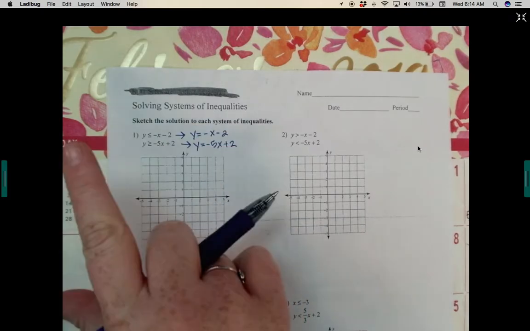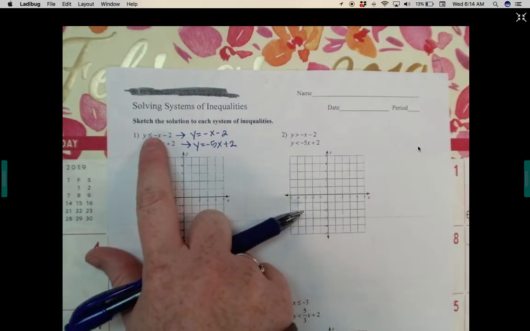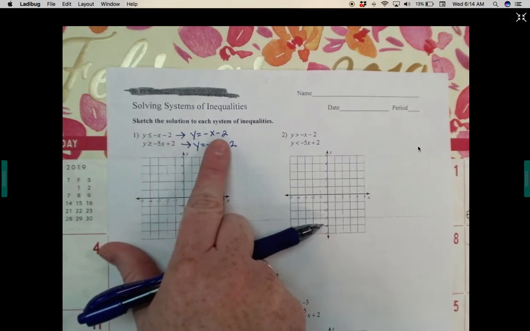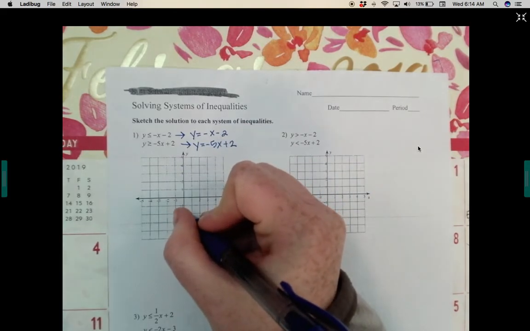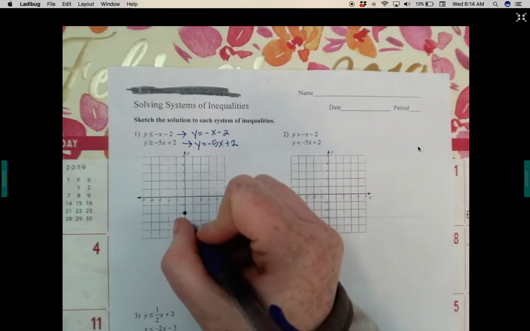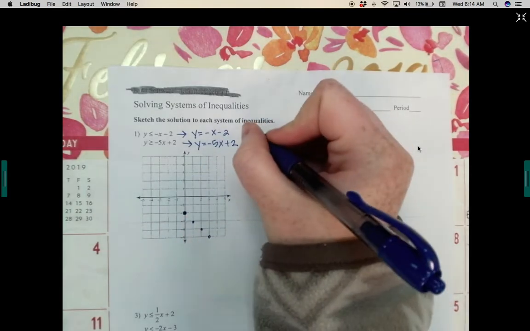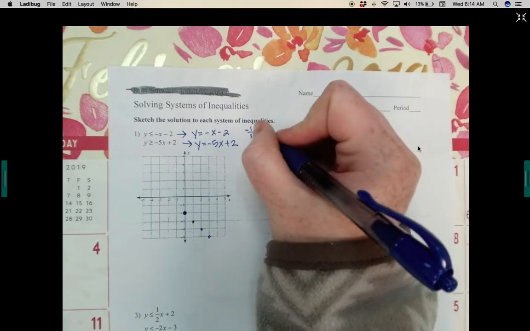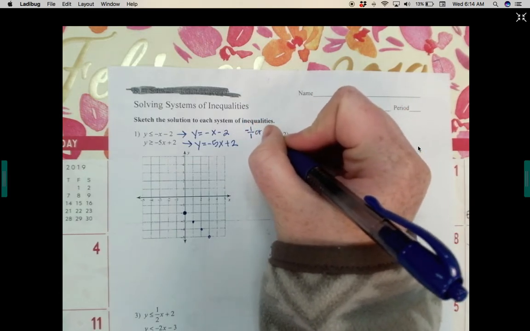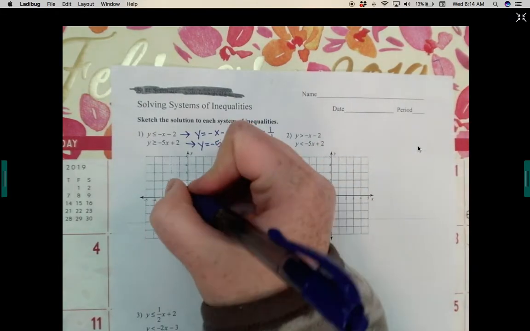If we focus on the first one, it is a less than or equal to, so I know it's going to be a solid line. My y-intercept is negative 2. My slope is negative 1, so down 1, right 1. Down 1, right 1. And remember, negative 1 is the same thing as negative 1 over 1 or positive 1 over negative 1. So I could keep going up like this just to extend it.